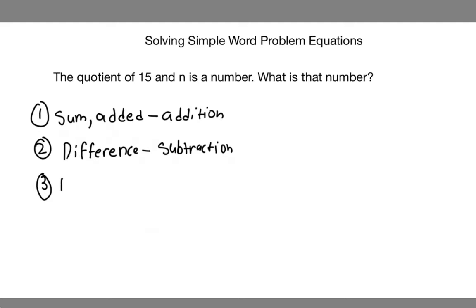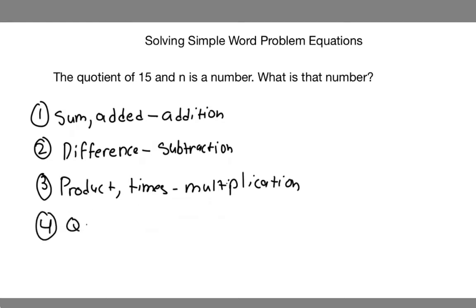Third, if you see the word product, or the word times, that should be a dead giveaway that this is multiplication. And finally, if you see a word like quotient or divided by, then that represents division. Like if 5 is divided by 3, what's the answer? It's 5/3. This is division.